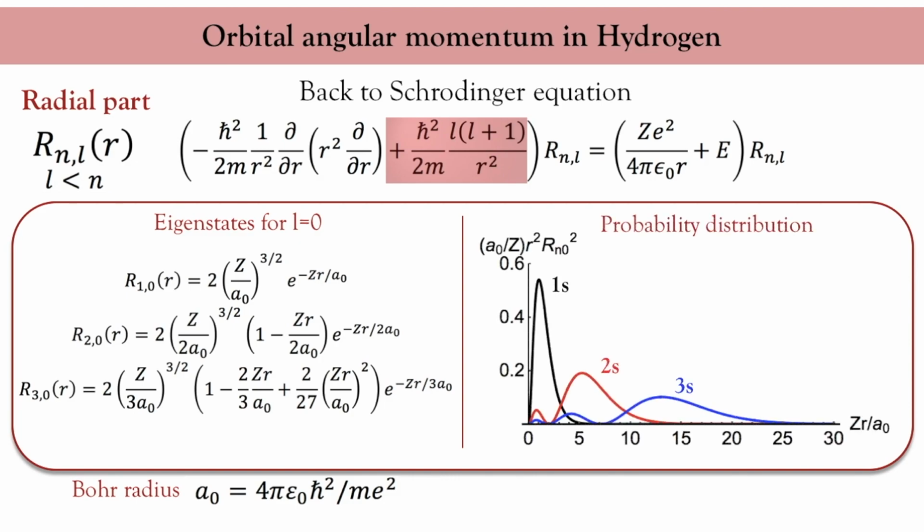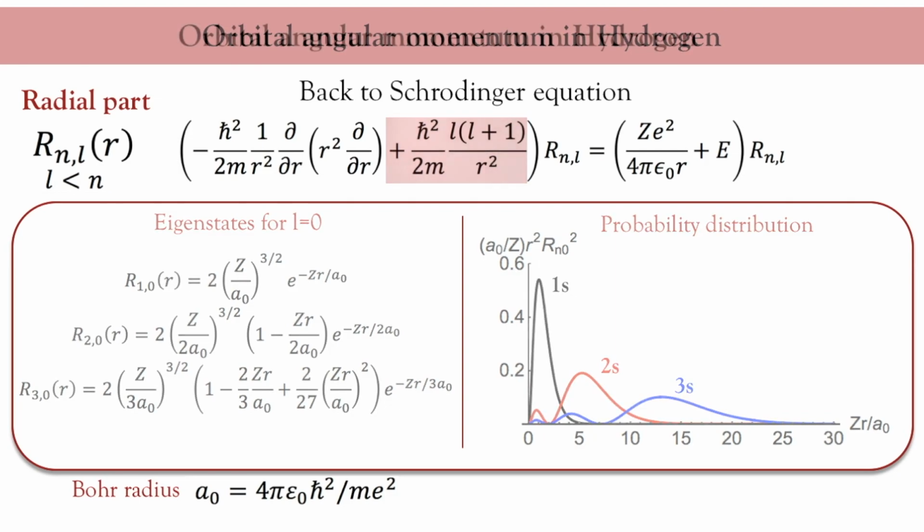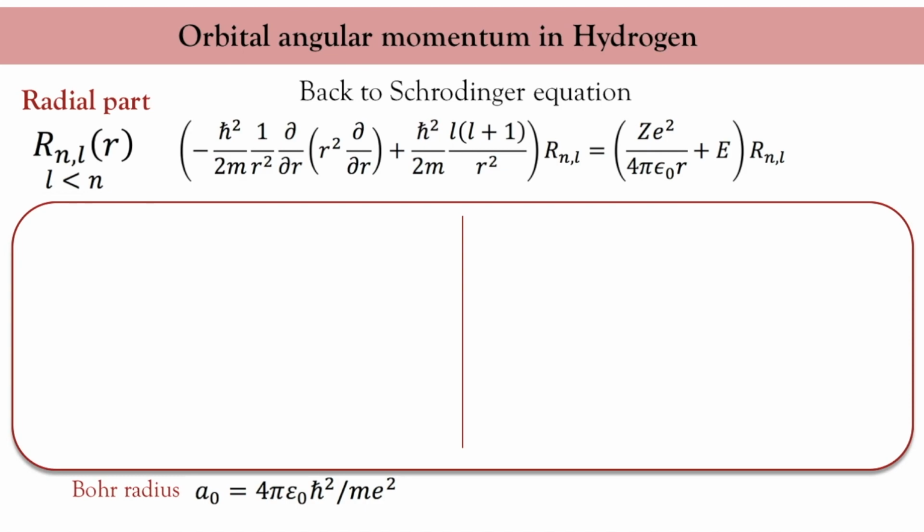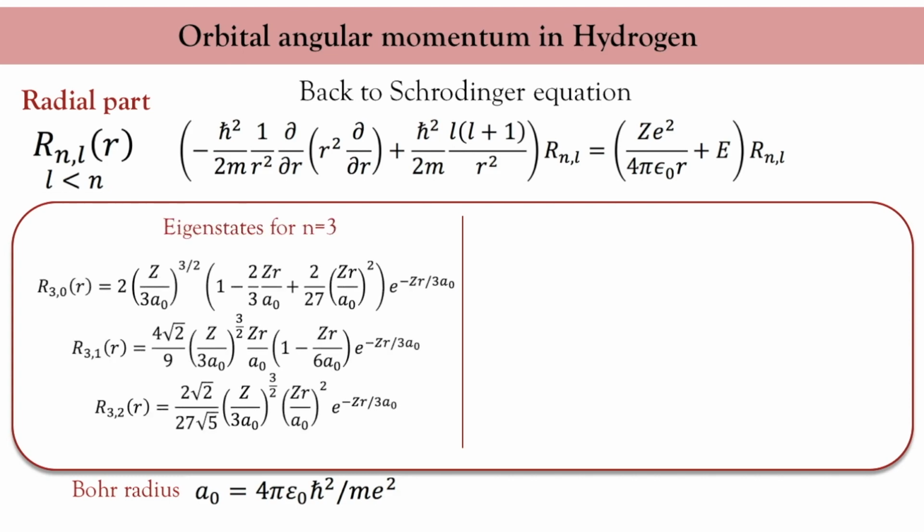One can see that the state with the smallest principal quantum number is located close to the nucleus, while the states with larger principal quantum numbers are more and more delocalized. Let us now look at the impact of the orbital quantum number on the radial part. As I said, it contributes to an effective repulsive potential. So if we compute the radial part of the eigenstates for n equals 3 and different orbital quantum numbers, we obtain the following solutions represented on the figure.